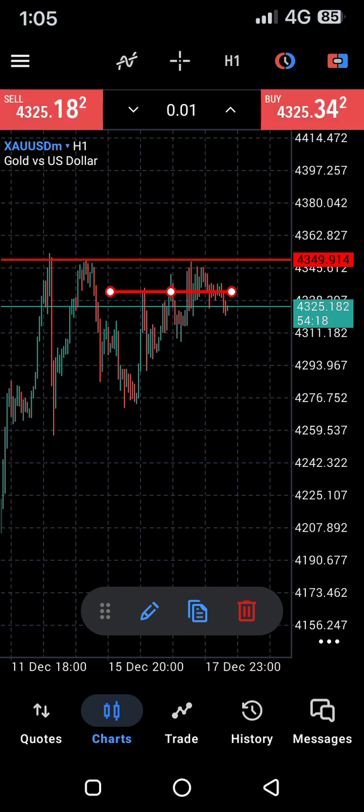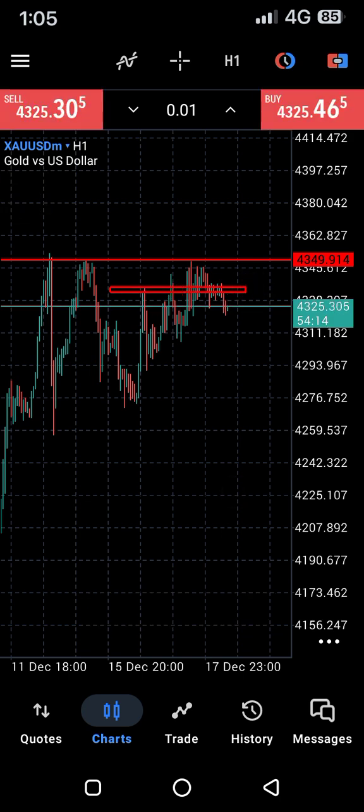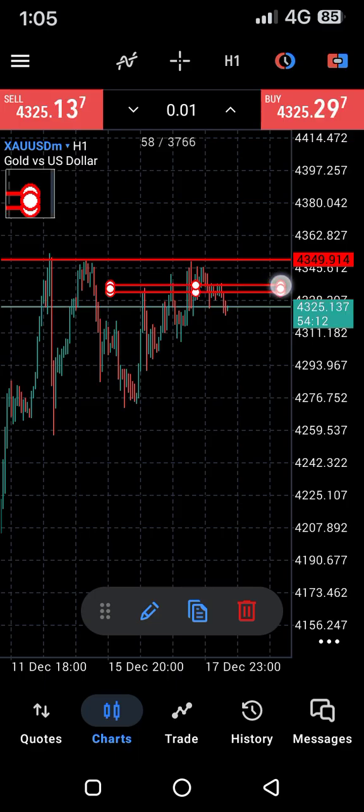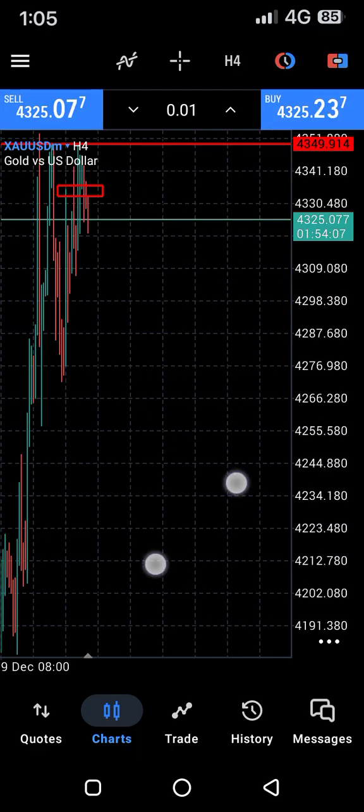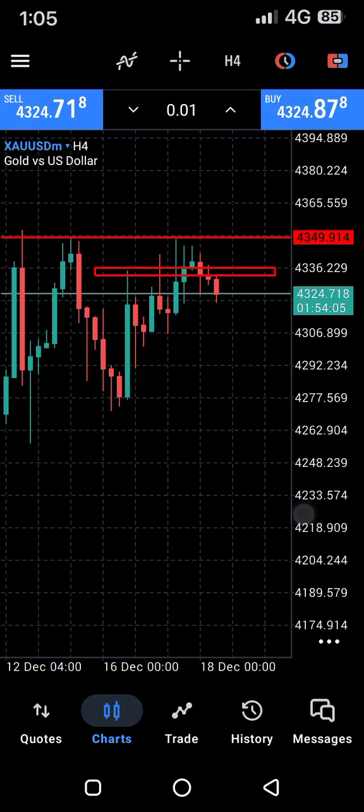Now, for price to continue pushing higher, I need to see price first of all break out of this area of resistance, and then afterwards I'll be able to take my entries. But gold, I don't really see much for gold actually. Even though I go to the H4, I don't really see much.